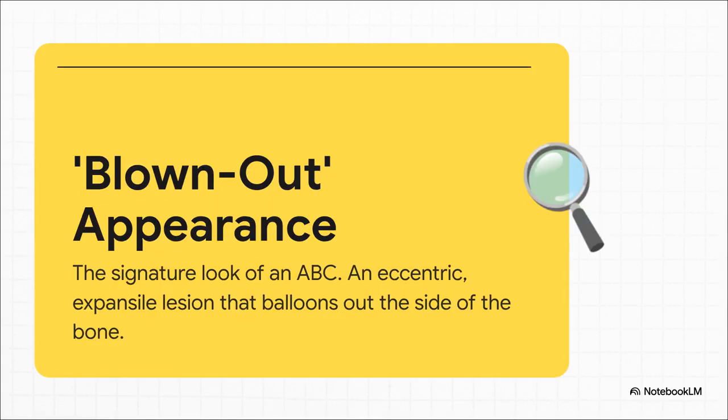Now let's look at the aneurysmal bone cyst. Its signature look is way more dramatic. Radiologists often describe it as having a blown-out appearance. You can see how it just balloons aggressively outward, pushing that outer layer of bone into a paper-thin shell.